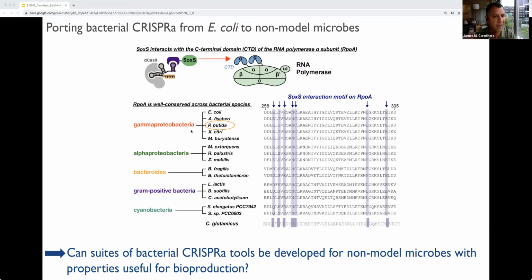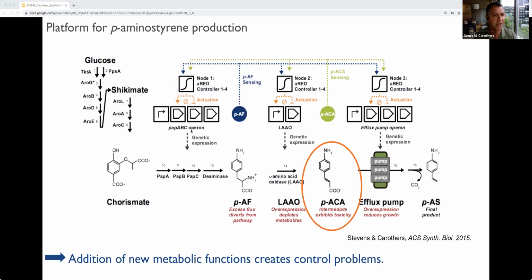Now, let me make a clear point about why we would want to do this. Let's go back to our engineered p-aminocinnamic acid or p-aminostyrene biosynthesis pathway, and I'll focus your attention on the intermediate here, p-aminocinnamic acid, the thing shown in orange.